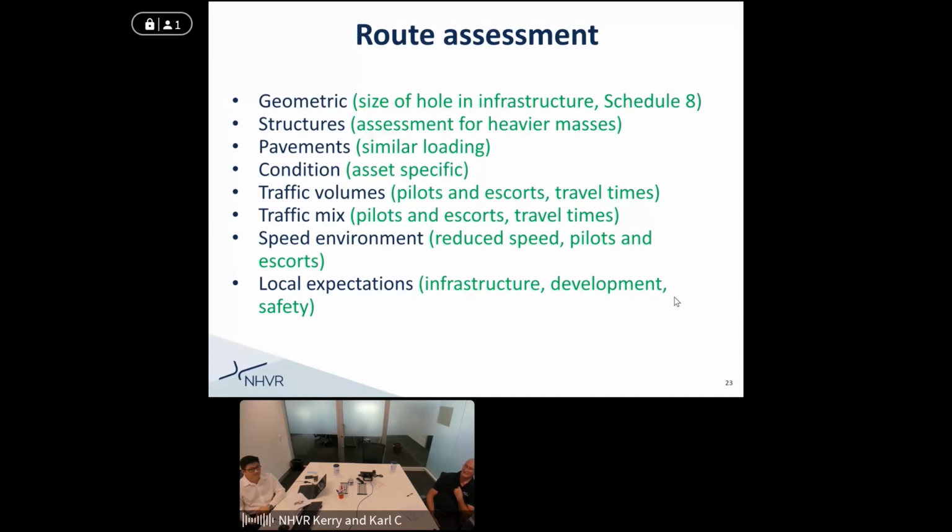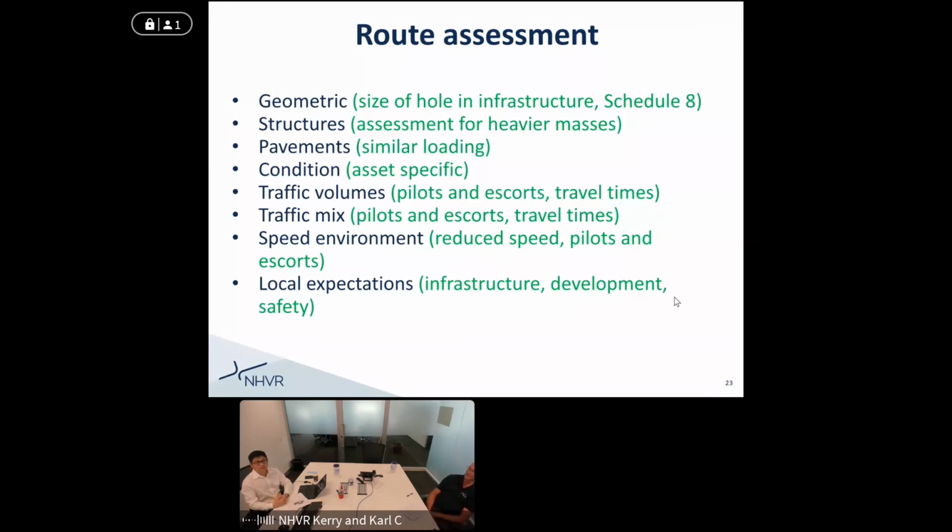Conditions, so that's asset specific. If you know you've got dodgy bridges or a dodgy road, you can either condition it or refuse it or look at alternative routes. So for your traffic volumes, a lot of that's controlled by travel times, like in the notice, wide loads or oversized loads basically are prevented from travelling in peak hours. Some places it'd be from travelling on weekends and things like that.